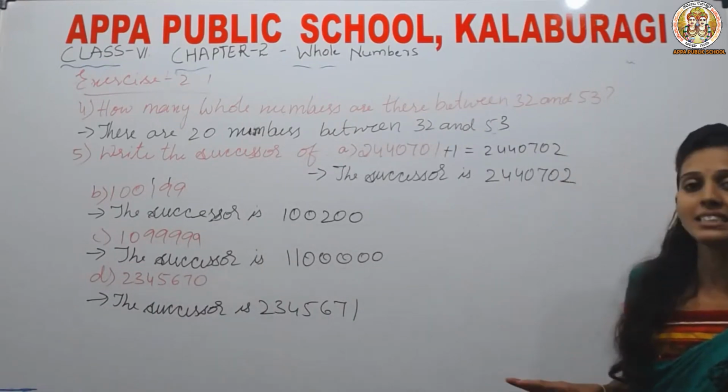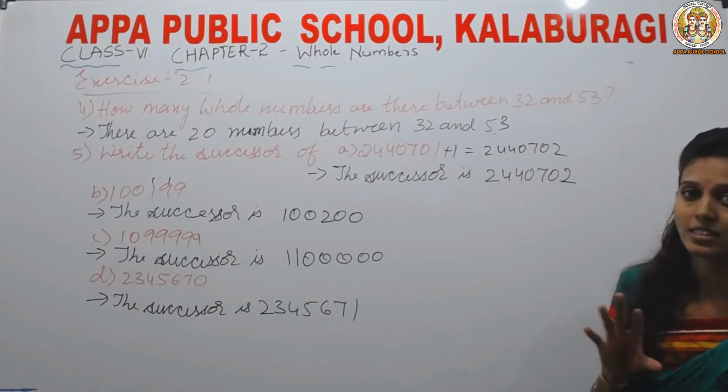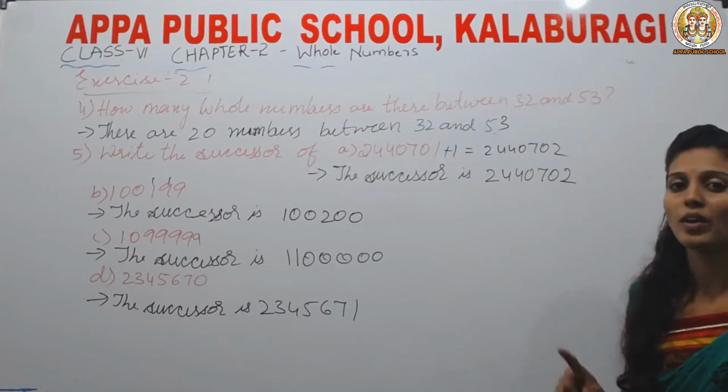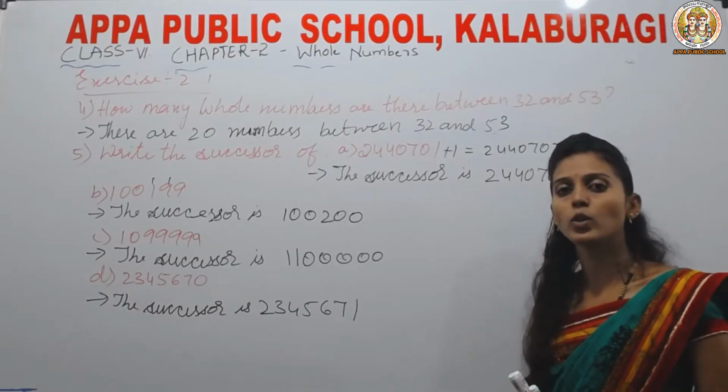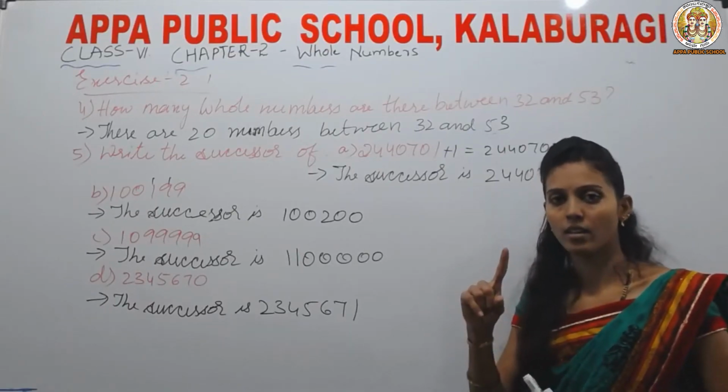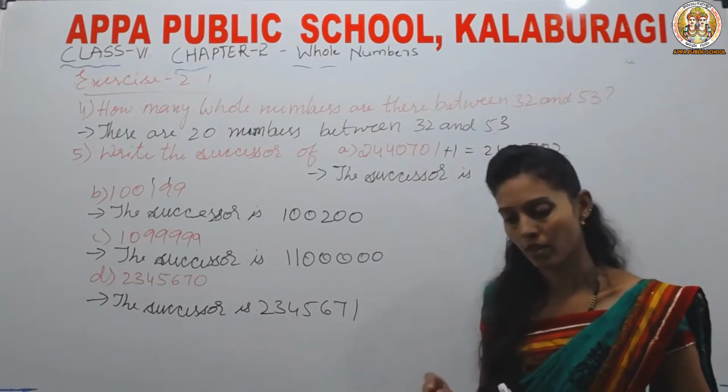Predecessor means subtracting 1. The next bit is the same thing. You have to find the predecessor of the given number. Predecessor of a given number is nothing but subtracting 1 from the given number. We'll do that.